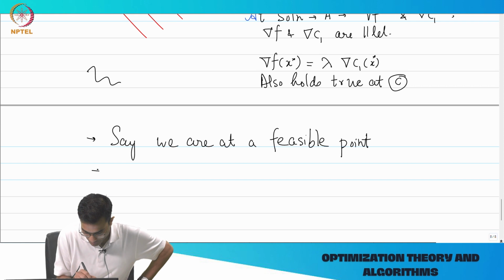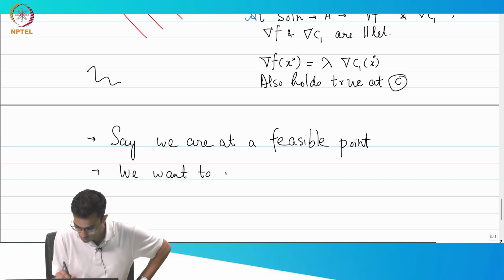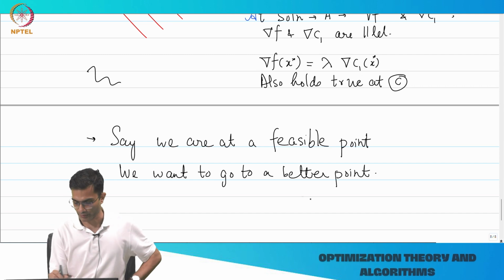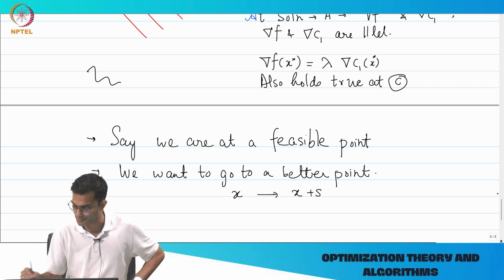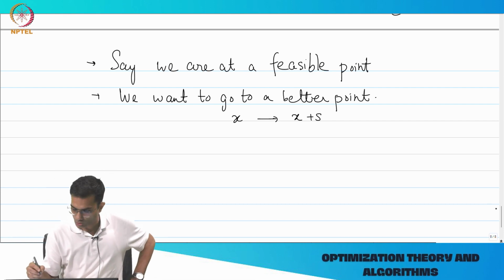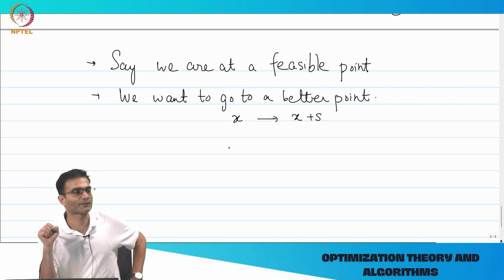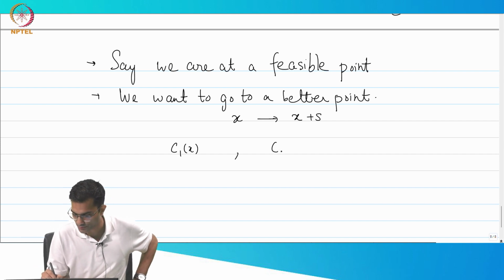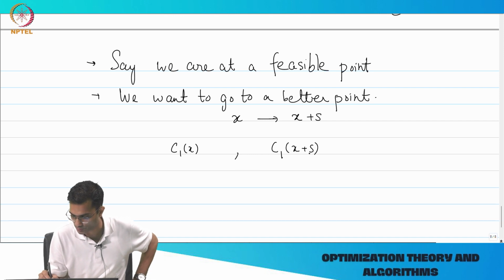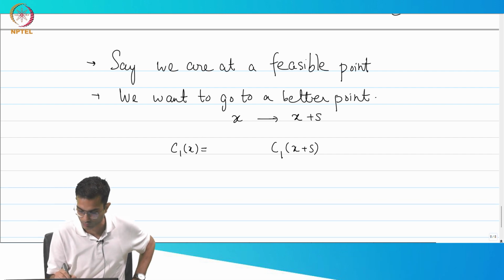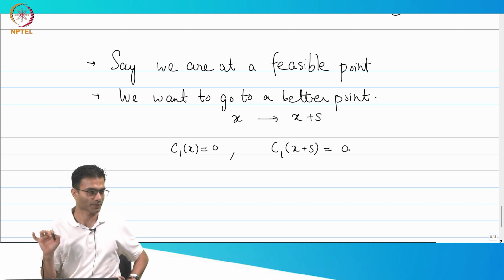Okay. So we are here, we want to go to a better point. Okay. So I am at, let's say, x. I want to go to x plus s, which is better. Now better would mean what? Value of f of x plus s is less than f of x. That's what is meant by better. Okay. Since I said that the rules of the game are that you have to stay on the feasible set, right? What does that mean for C1 of x and C1 of x plus s? What are their values? They have to be 0 because I'm only operating on feasible points. This much is true. Okay.